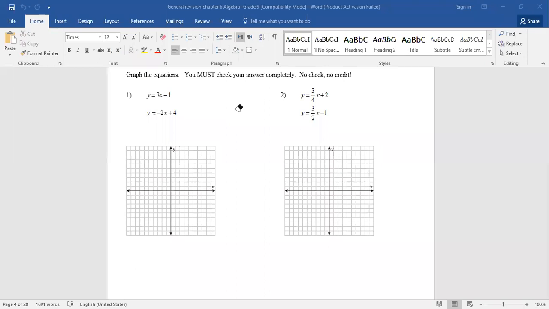What do you know about the slope in this question? Question 1. Where is the slope for the first equation? 3. And the slope for the second equation is? Negative 2. So what do you expect when you start to represent them graphically?